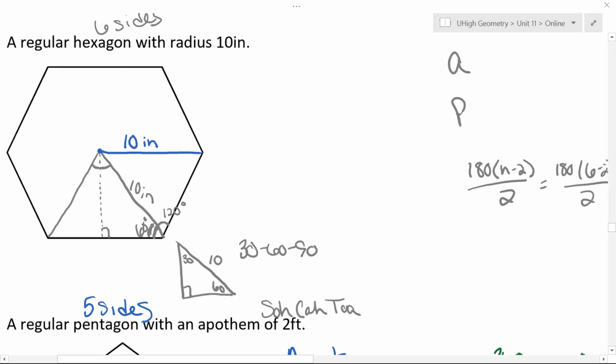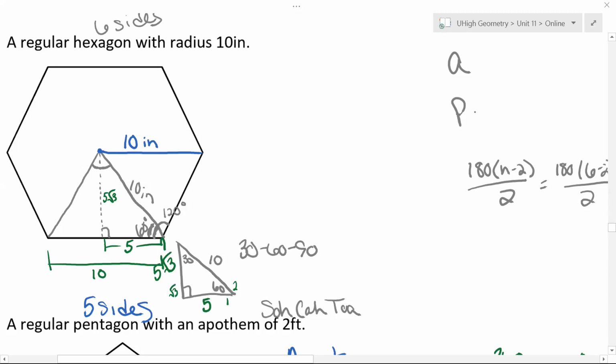So 30, 60, 90, I have 1, 2, root 3. So I have a 1, a 2, and a square root 3 side. Well, if 10 is my 2, that means the bottom is going to be 5, and the apothem, or the height here, is going to be 5 root 3. So if I know this one small part of my side is 5, I know the whole thing is going to be 10.